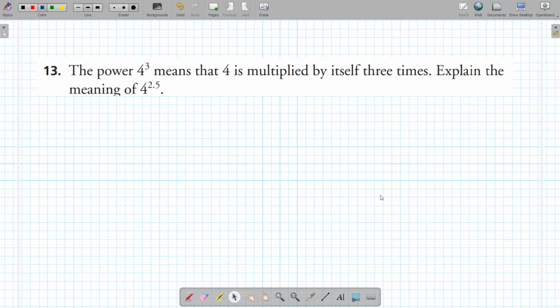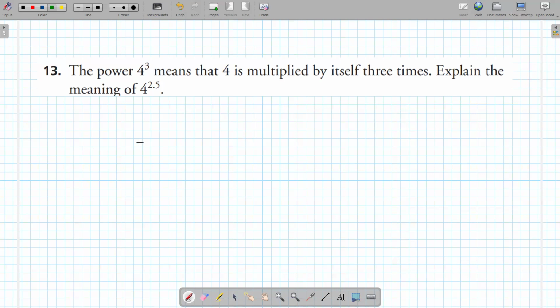Right, so this one, you're going to explain it to someone who may not be very rehearsed in exponents. Like someone on the street, if you met them, how would you explain this to them? 4 cubed is 4 multiplied by itself 3 times. What is the meaning of 4 to the power of 2.5? How would you explain this is the question. Is it 4 being multiplied by itself 2.5 times? Would that make sense? What does that even mean, right?